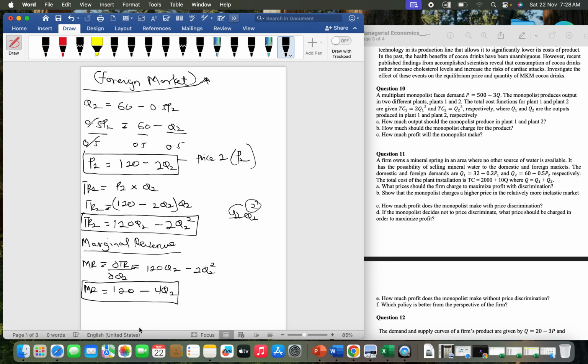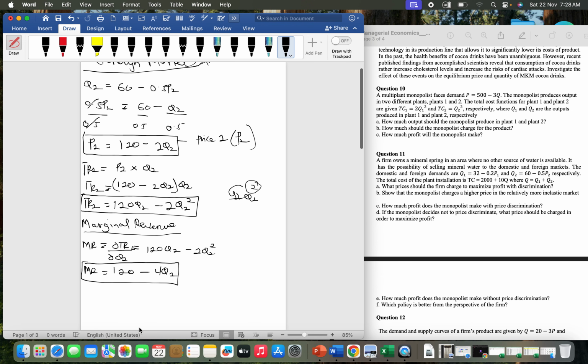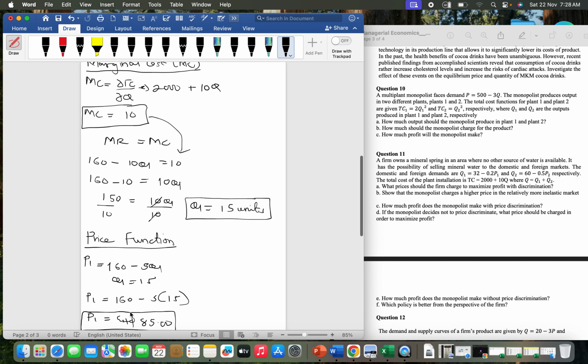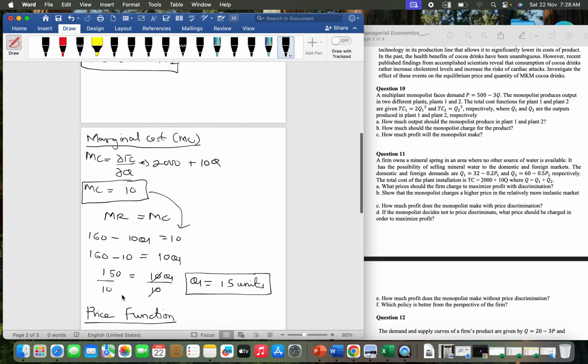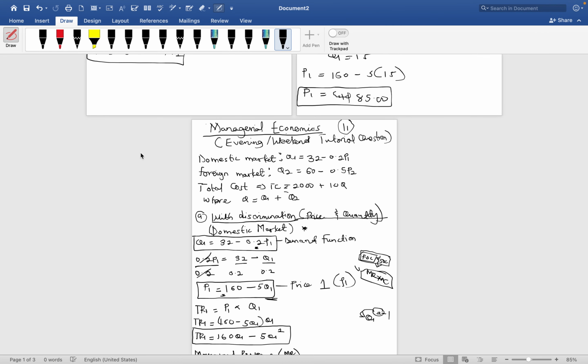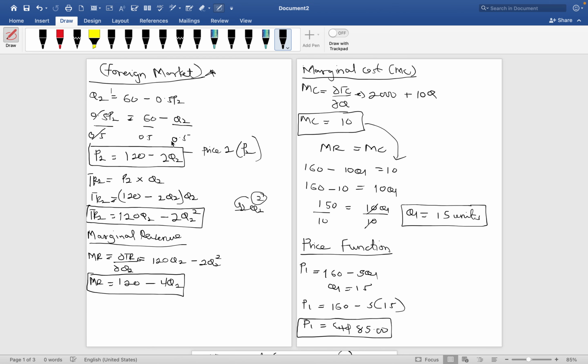So since we have the marginal revenue, remember the total cost runs through. And total cost, when we did the derivative of the total cost, it gave us 10. Check. In getting marginal cost, we found the derivative of total cost, which gave us 10 here. Okay, so now we move to a different page as well.